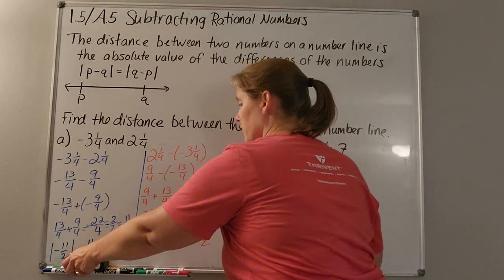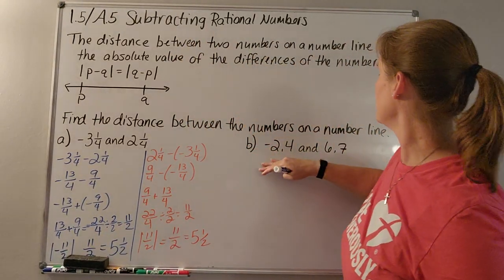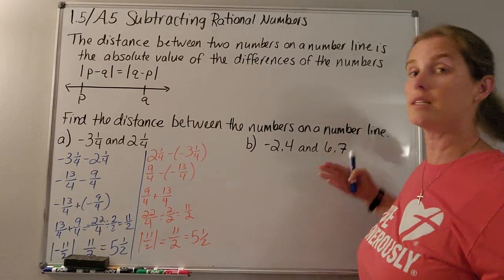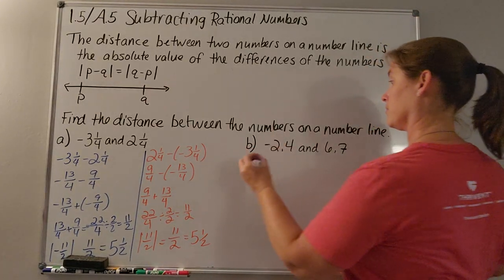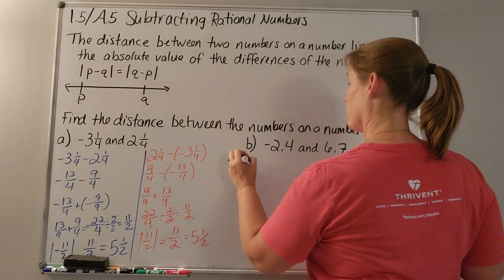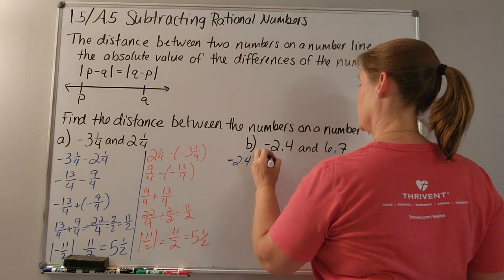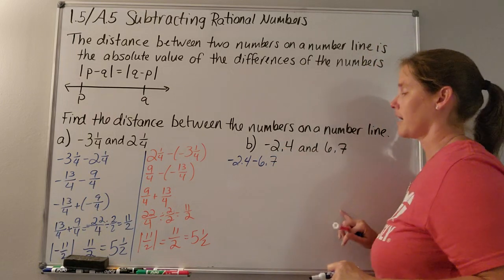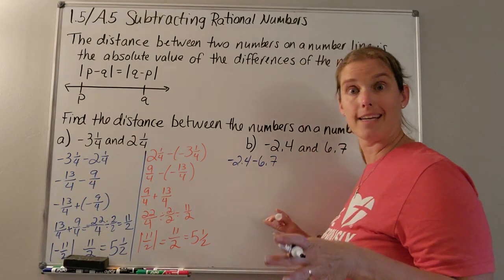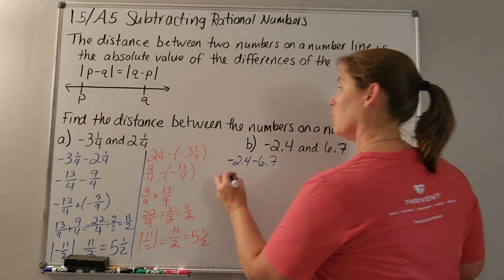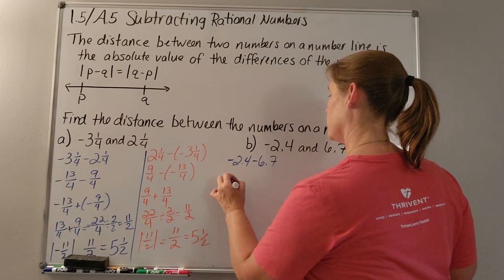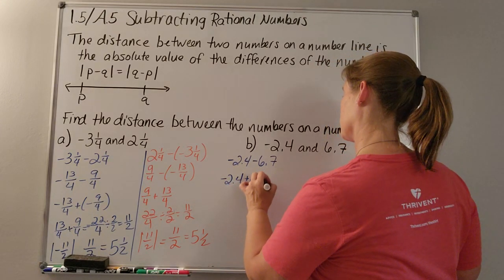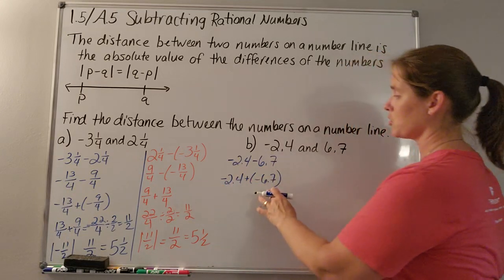Okay, now let's look at this with decimals. Negative 2.4 and 6.7. What's the difference between them? Well, let's do it the first way. Negative 2.4 minus 6.7. First minus second. We're going to do the absolute value thing at the end again. So we do, keep change opposite, negative 2.4 plus negative 6.7. Adding numbers with the same sign.